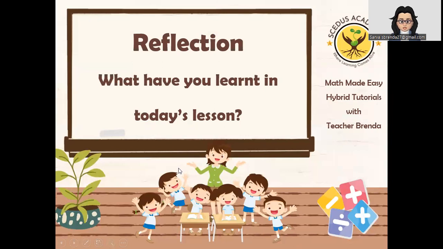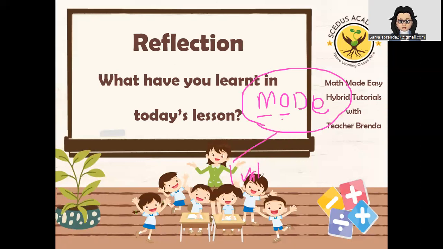reflection. What have you learned in today's lesson? What do you understand by mode? The important takeaway is mode means the most often data. Okay? And of course, you can use the rhyme to help you remember. Now, mode is the only average where sometimes you have one value, you have an answer. Sometimes you have more than one value. You can have 2 or 3 modes or so. And sometimes you can have no mode. So this kind of possibility can happen when you are calculating mode.